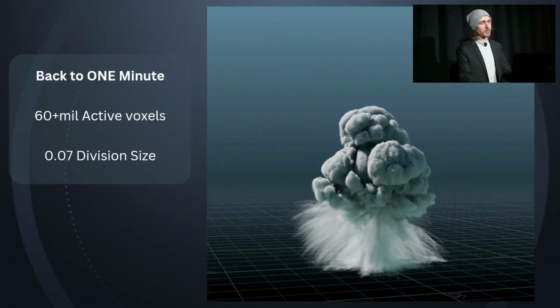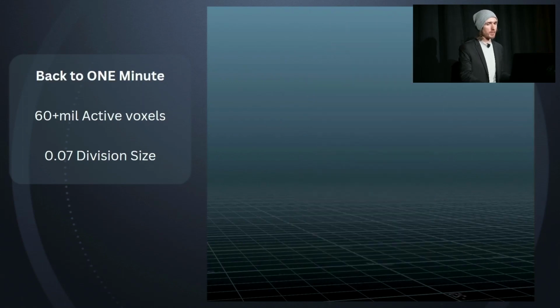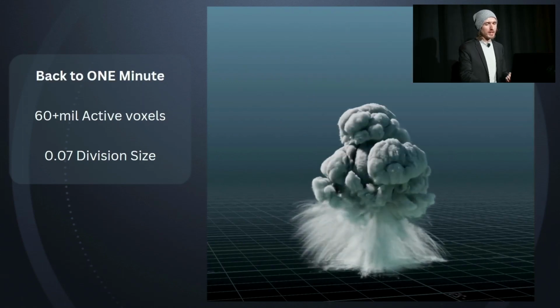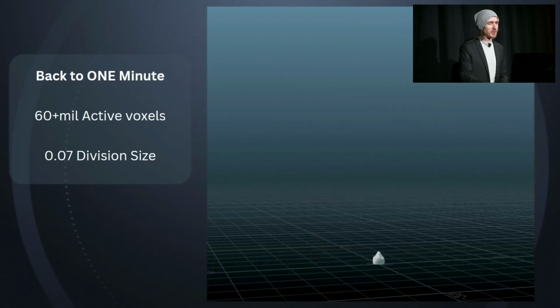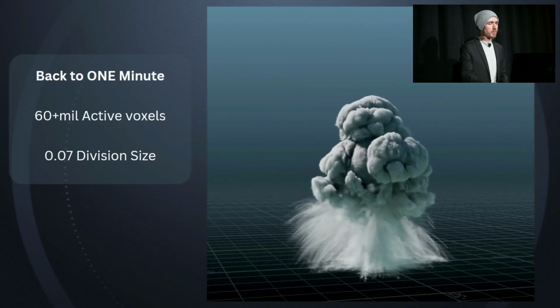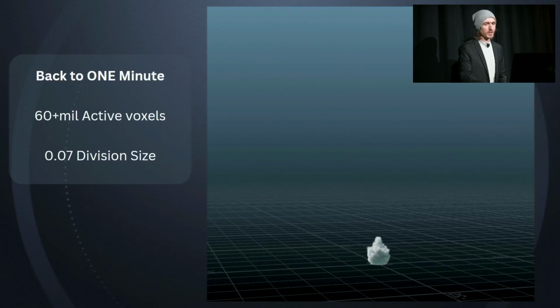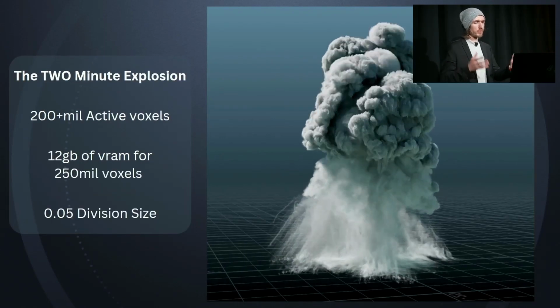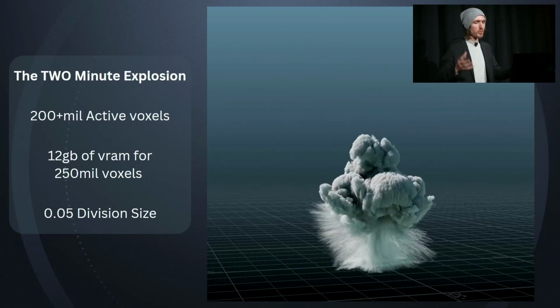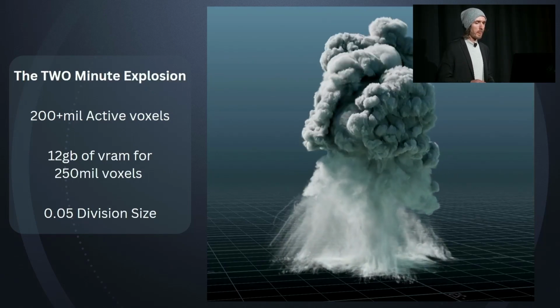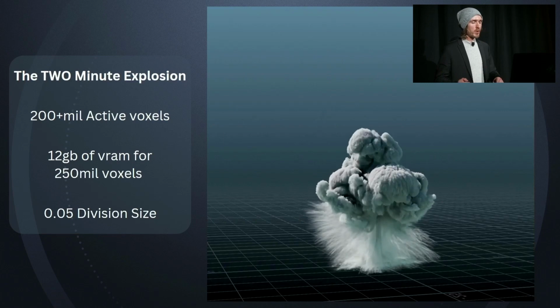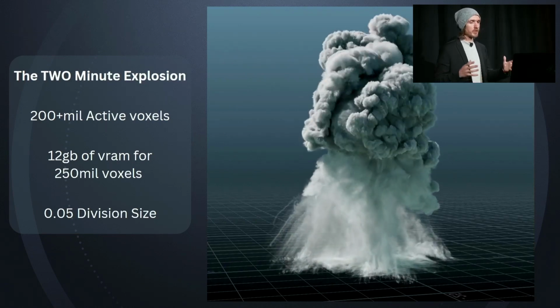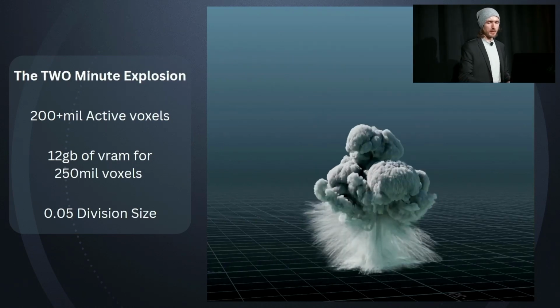And if we set it to 0.07, we're going to get back to 1 minute, which is what we want. We want fast, good-looking simulations. And this will have 60+ million active voxels. And you can see between the two explosions, they kind of share a similar vibe. They have the same movement. And that is partially due to the emitter, partially due to Axiom having this shape preservation built in.